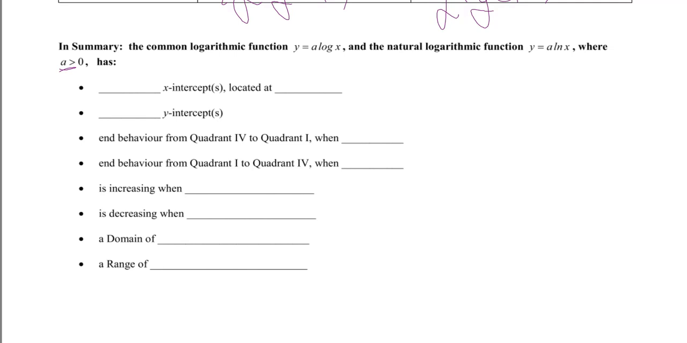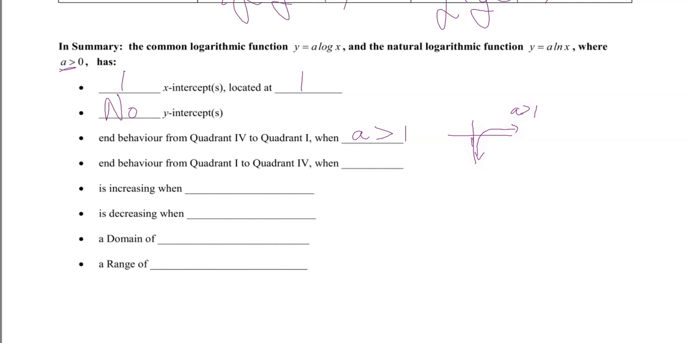So how many x-intercepts? Located where? Y-intercept? None. We're just going to say no y-intercept. And behavior from Q4 to Q1 when what? When a is greater than 1. A is greater than 1. It's going to look like this.